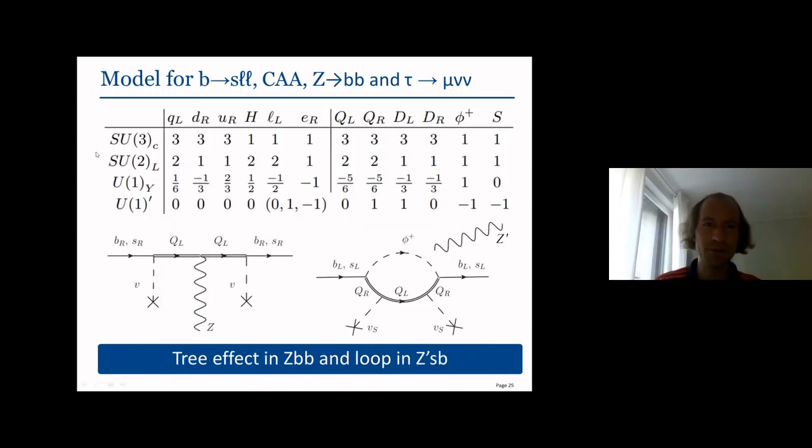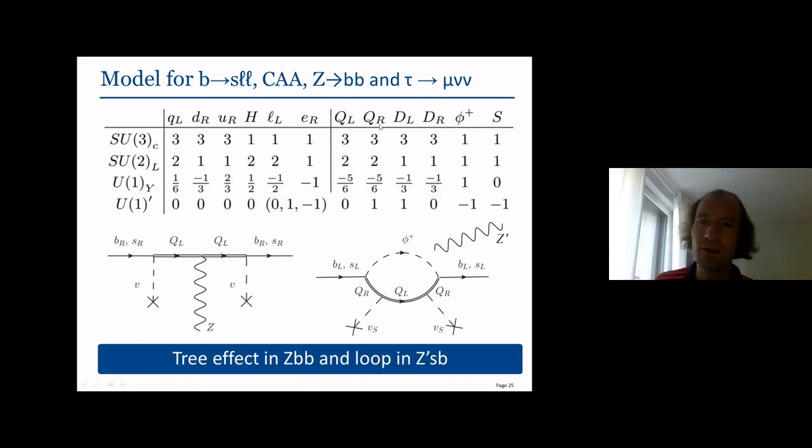And the last model I wanted to explain to you is one which can even do more. It can do b to s l l and the Cabibbo angle anomaly. Also, which I didn't mention so far because it's not directly related to lepton flavor universality violation, the forward-backward asymmetry in Z to b b-bar measured by LEP. And again, tau to mu nu over tau to e nu. So here on the left, you just see the representation of the standard model particles under the standard model gauge group and a new U(1) prime, which is in fact an L_mu minus L_tau symmetry.